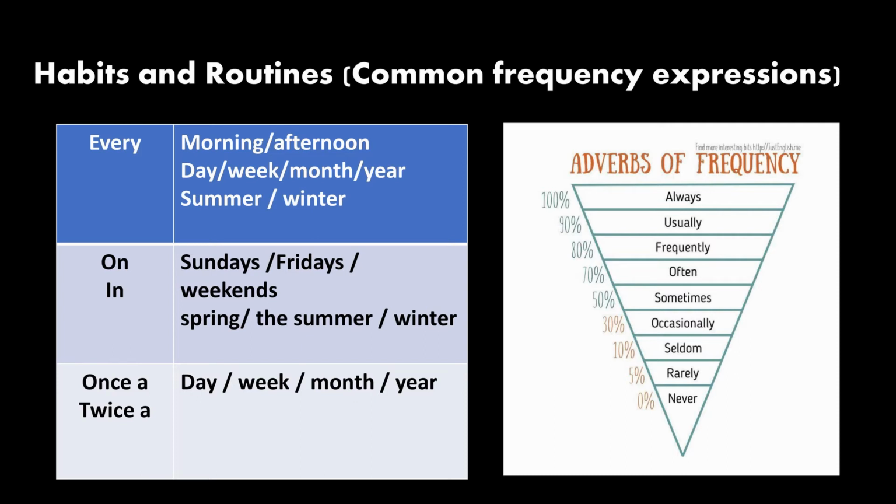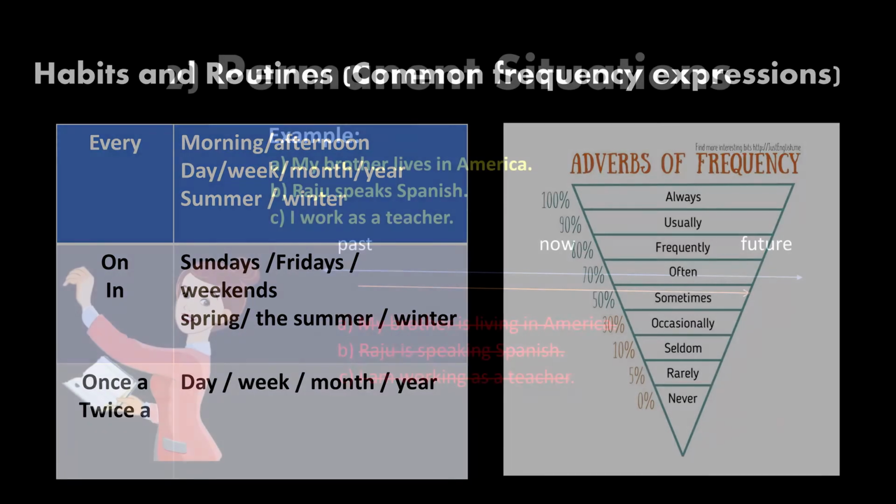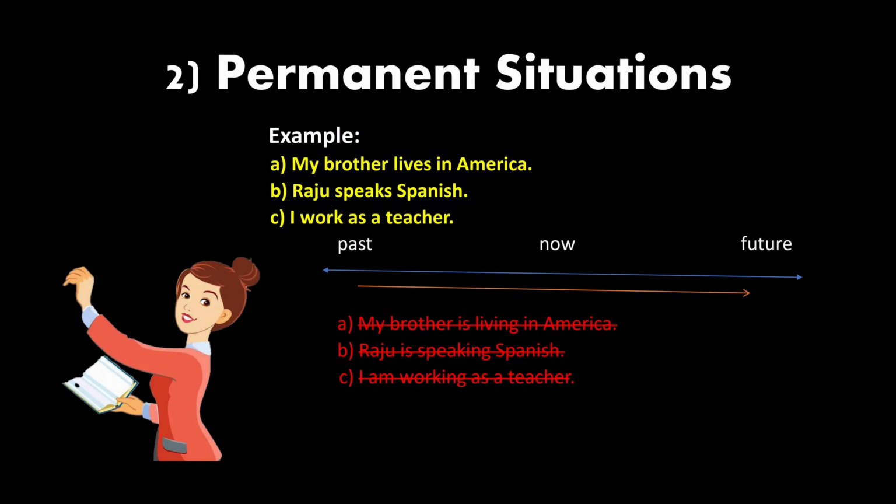Now let's talk about the next use of the present simple tense. The second use of the present simple is to talk about permanent situations. What do I mean by that? Well, I have a brother and my brother lives in America. When I say that he lives in America, is that a vacation? No. Is that temporary, just for a week or so? No. It means that my brother lives there permanently. You can see this on the timeline. Maybe he started living there at some point in the past, but it's his home now.